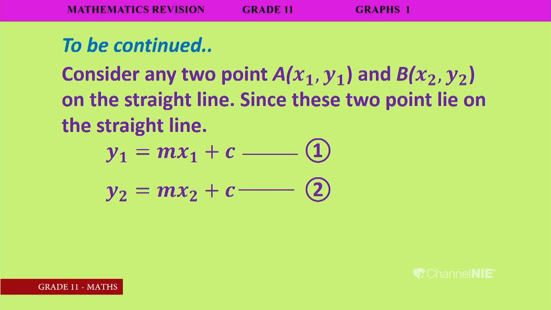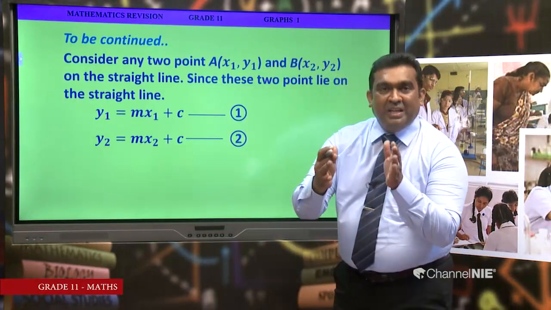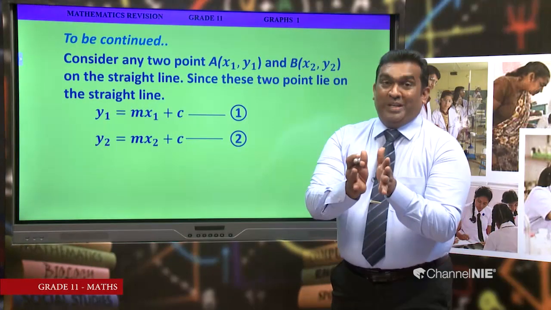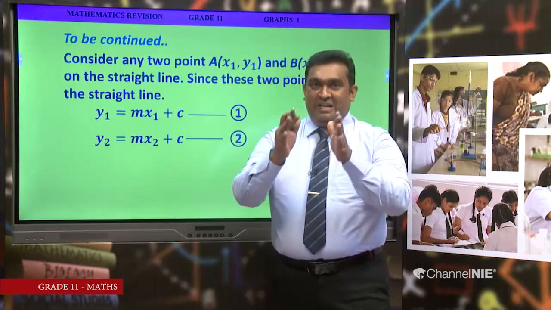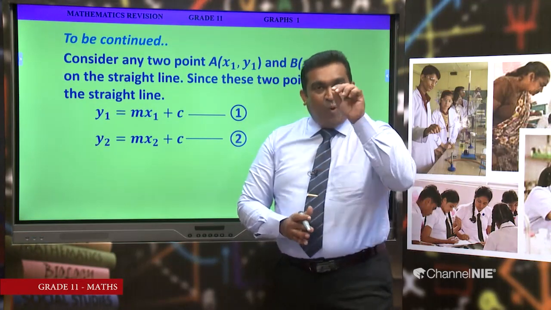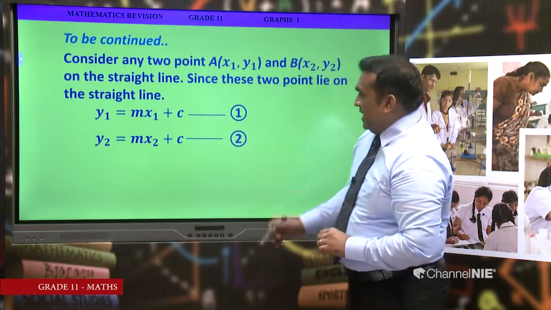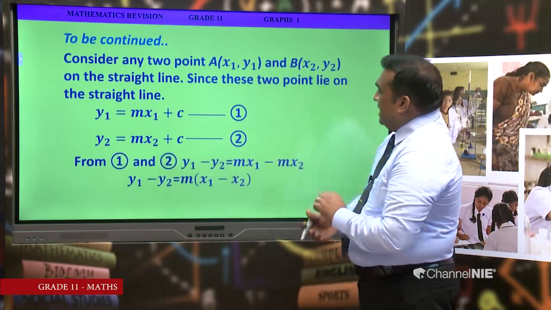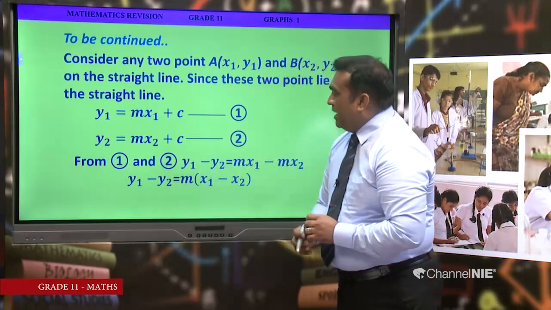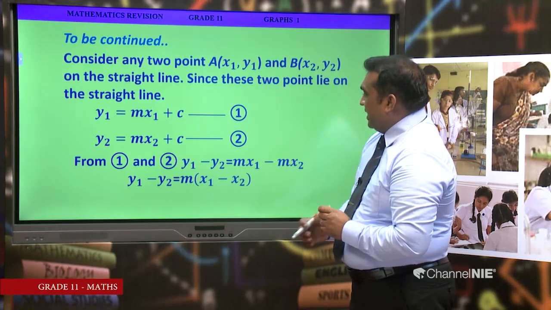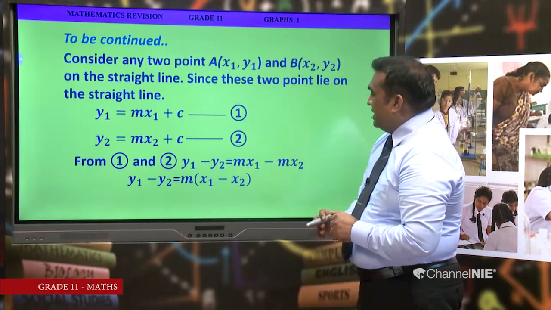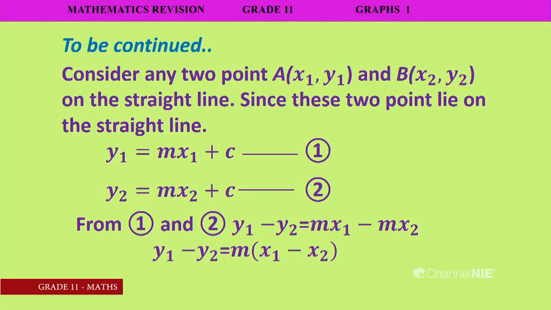Here you know x coordinate. You can substitute all the x coordinate after the m. Right? Here y coordinates. From the very beginning you can substitute any y coordinate on the straight line. The condition is they should be on the line. Then from equation 1 and 2, you can take the difference. y1 minus y2 equals m times x1 minus x2.